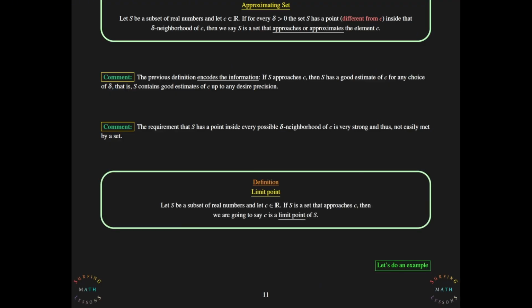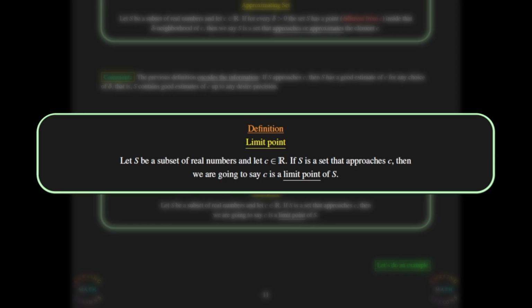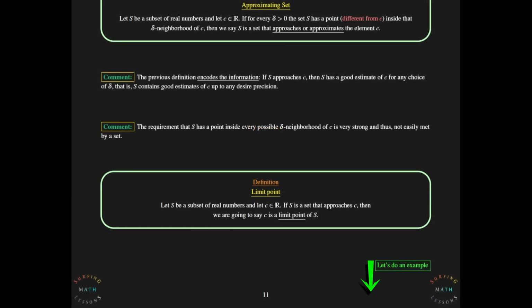Definition: let S be a subset of real numbers and let C be a fixed real number. If the set S approaches the point C, then we will say that C is a limit point of the set S. Let us now briefly reinforce these concepts by making use of a concrete example.